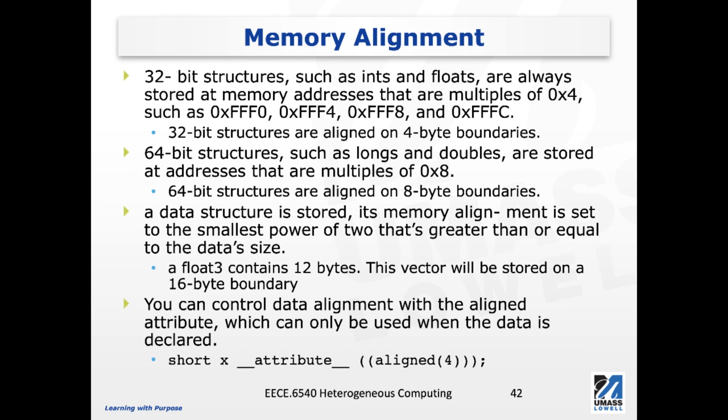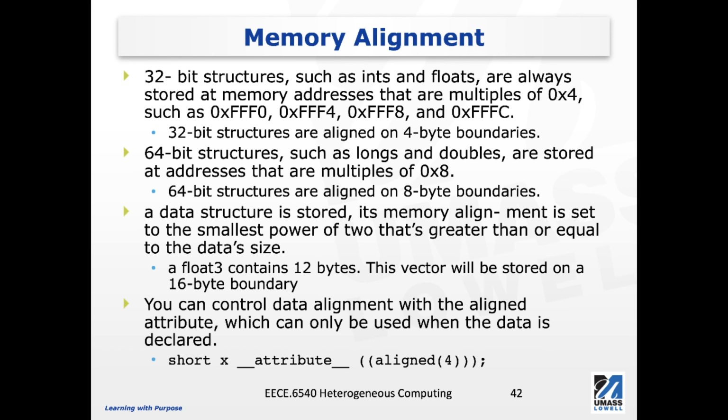When a data structure is stored, in general, its memory alignment is set to the smallest power of 2 that is greater than or equal to the data size. For example, if you have a float3, which means you have 3 elements in this vector, each element is a floating point, which takes 4 bytes. So a float3 contains 12 bytes. If we store this vector, it will be stored on a 16-byte boundary, because that is the smallest power of 2 greater than 12.